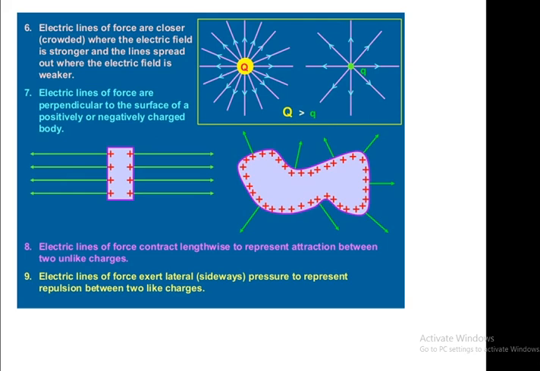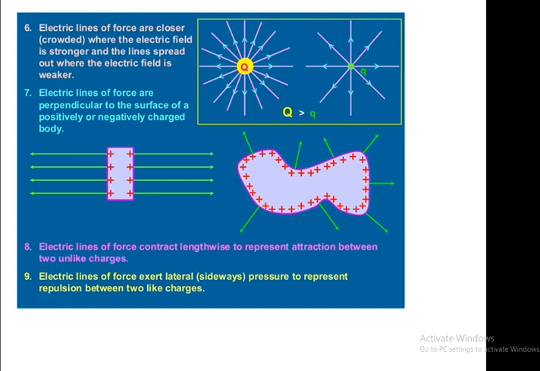Where the electric field lines are closer, closer means near to each other, crowded, the electric field is stronger. That means the strength of electric field intensity can be obtained by looking at the crowdedness of electric field lines. If the lines are spread out, meaning widely separated, that region is a weak electric field region.